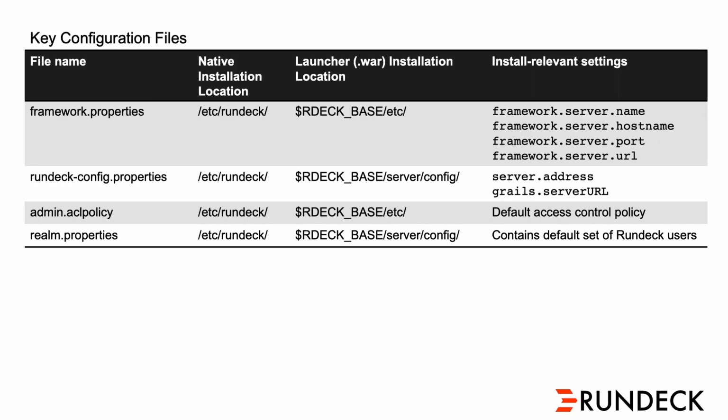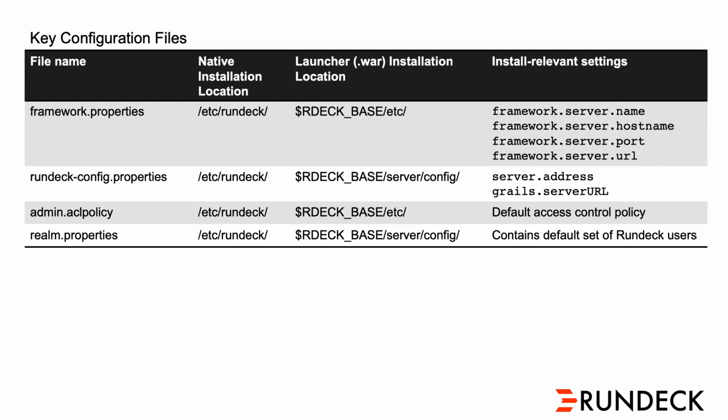I did want to, before I get into the actual installs, talk about those couple of configuration files that I mentioned earlier. Primarily, there are two files you're likely to touch when you first do your installation, and that's the first two here, framework.properties and rundeck-config.properties. You'll notice I give you two different paths based on whether you are doing the native install or are doing the launcher or war install.